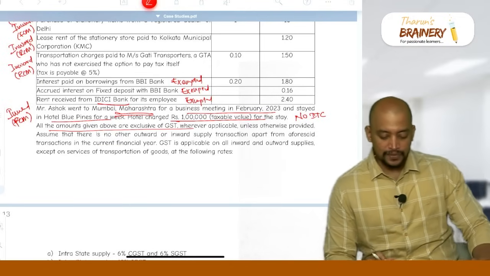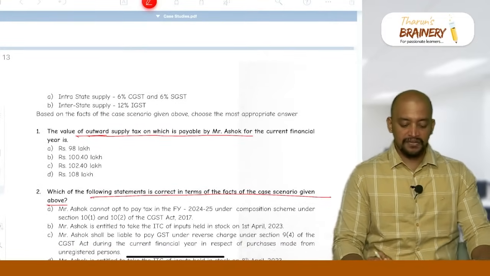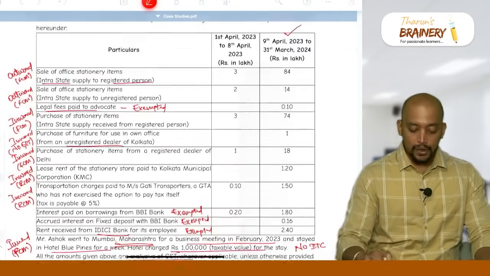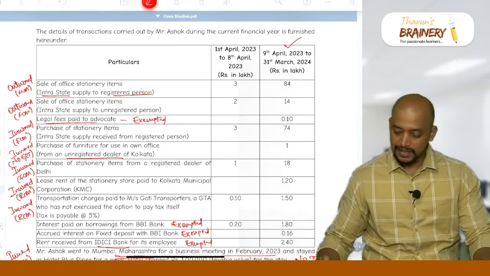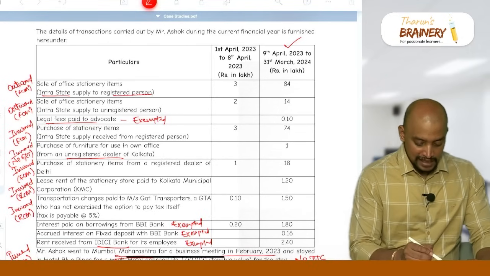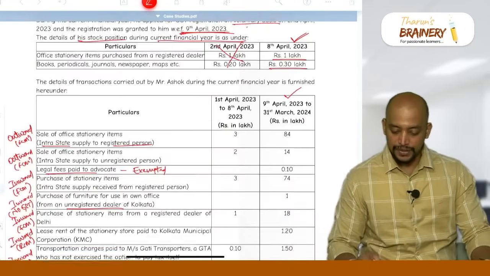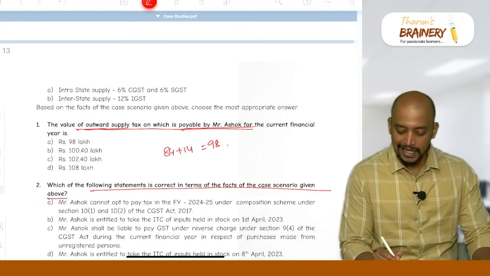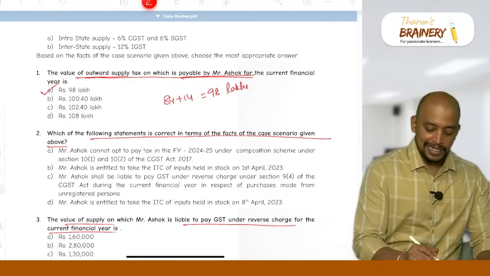And no other inward and outward supply, and all the conditions for availment of ITC are fulfilled and rates are given. Now, first, what is the value of outward supply on which GST is payable by Ashok? Outward FCM 84 lakhs plus the next one 14 lakhs, plus then the next one outward, you see we don't have any other outward, so 98 lakhs. What are the first two? 84 and 14, 84 lakhs and 14 lakhs, 98 lakhs. So, only from 9th April he is liable to pay GST, so 98 lakhs.